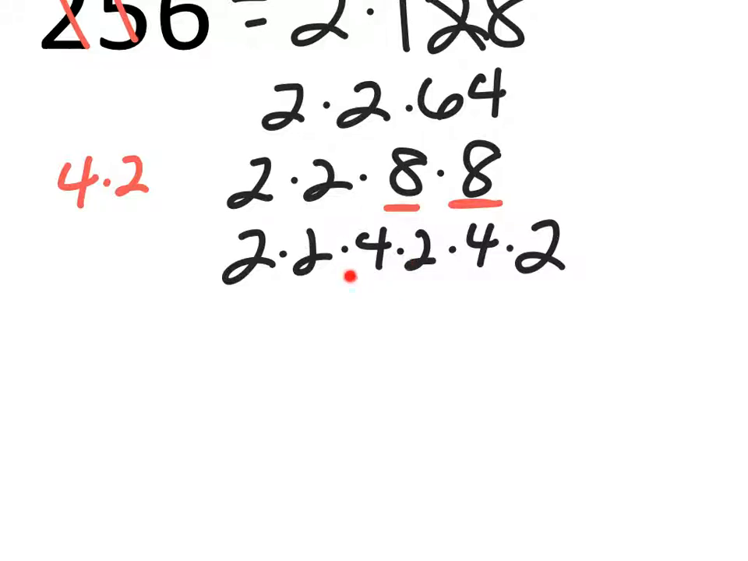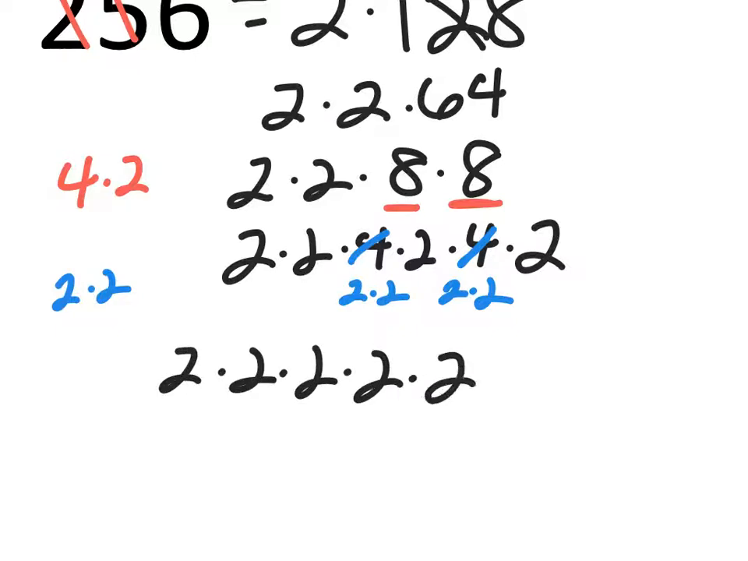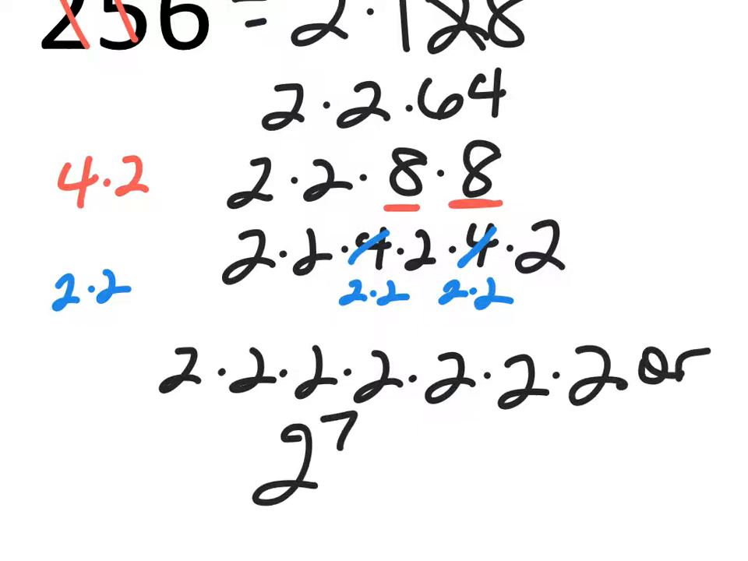Are we at all prime numbers yet? Well, we're not quite, because 4 is a composite number. So each one of those is going to break down into 2 times 2. So now, this is where you've got to keep track. So that's a 2 times 2, and that's a 2 times 2. So what do you have now? You've got 1, 2, 3, 4, 5, 6, 7 2's. So you can write that 2 times 2 7 times, or that is written 2 to the 7th power. Because that exponent means exactly what we just wrote. 2 times itself 7 times. Okay? Good job. That's it.